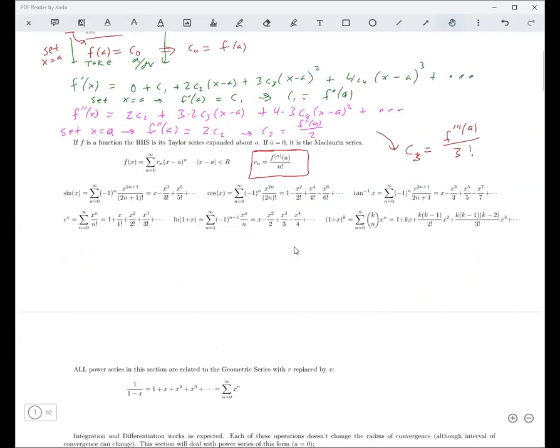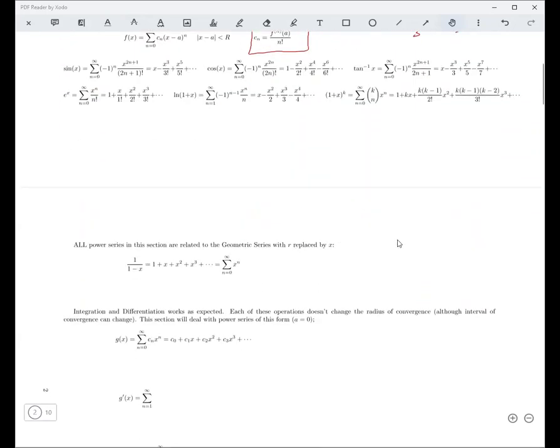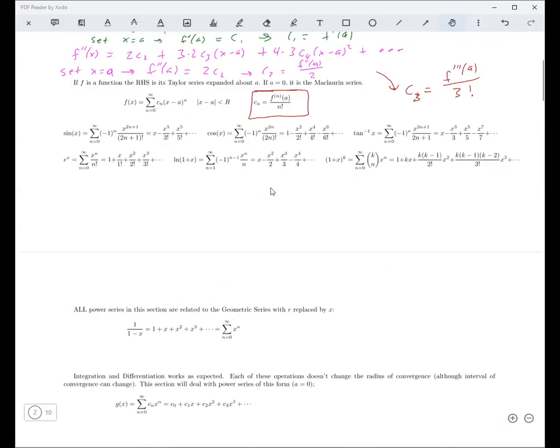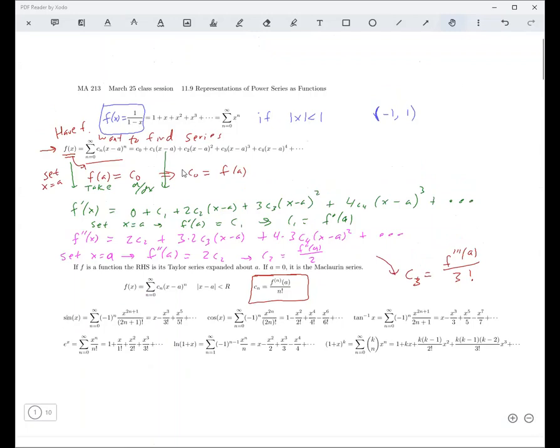Okay, let's go on to the next page. So here again, we have 1 over 1 minus x. This is just the same thing right here.